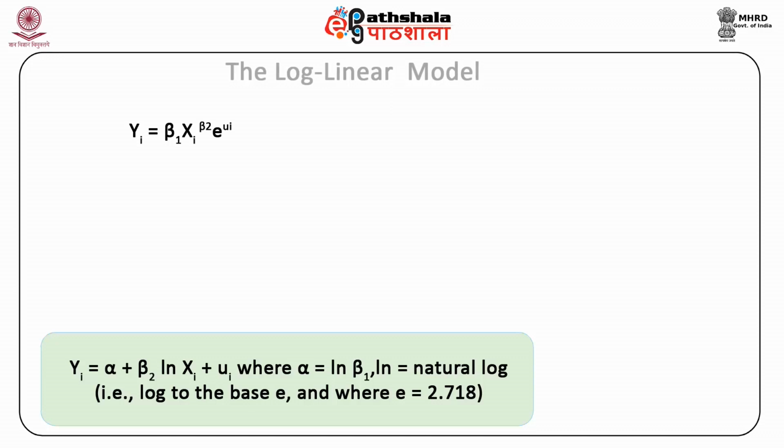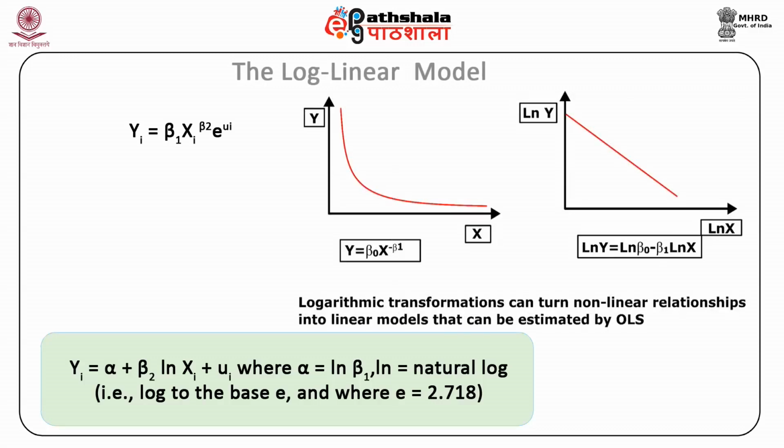Ln is nothing but the natural log, which is log to the base e, and e is equal to 2.718. We can write this model as linear in the parameters alpha and beta 2, linear in the logarithms of the variables y and x, and it can be estimated by OLS regression. Because of this linearity, these models are called log-log, double log, or log linear models. If the assumptions of the classical linear regression model are fulfilled, the parameters can be estimated by the OLS method.